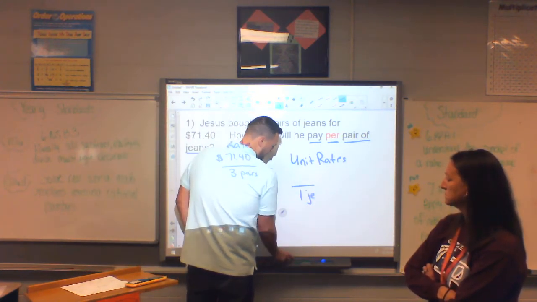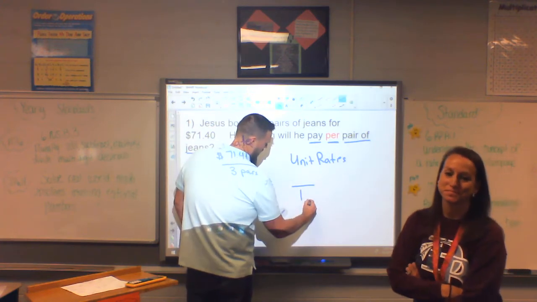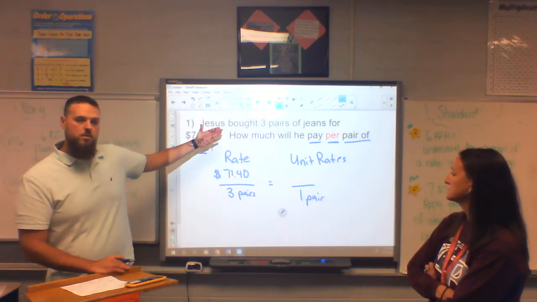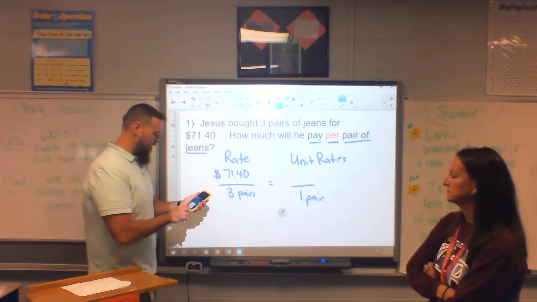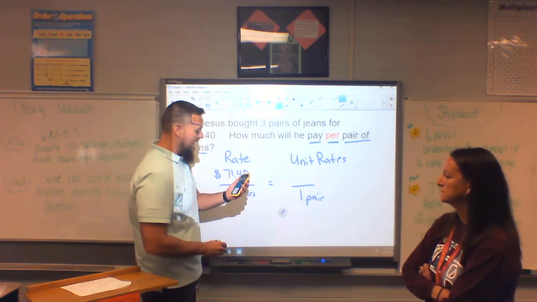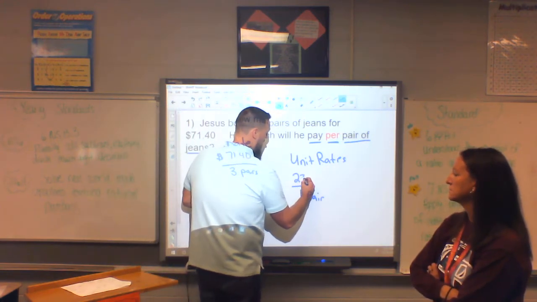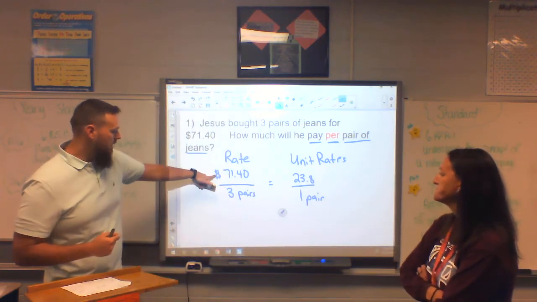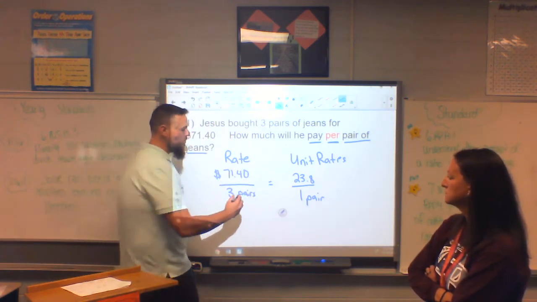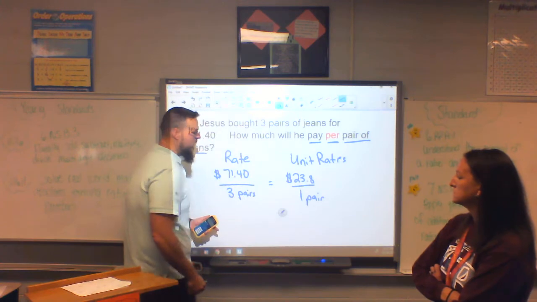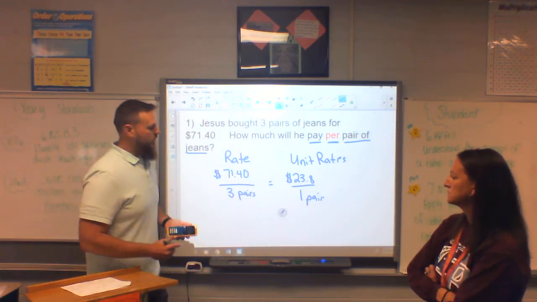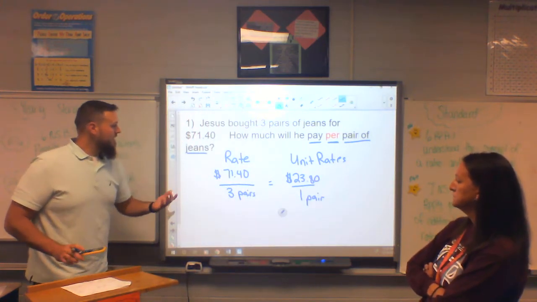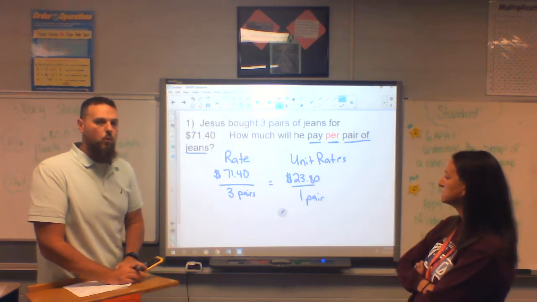So how much is, I'm sorry, not 1 jean, 1 pair. So we want to know how much do we have for 1 pair. So all we have to do is divide. So if I take my calculator and I take $71.40 and divide it by 3, I get 23.8. Now, if you were paying attention a second ago, that's not money, because our money's on top, right? So that means this has to be money. So it's $23 and something. But we never see money as just 0.8. So it's always going to the hundredths place, so it'll be $23.80. So what that tells me is Jesus is paying $23.80 for 1 pair of jeans.